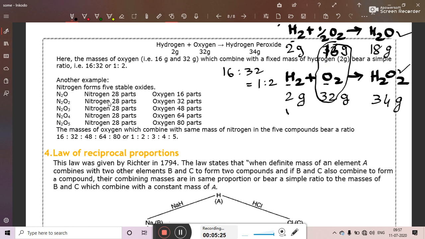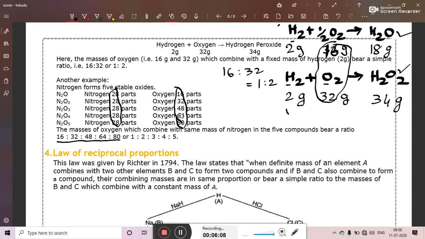In the second one, nitrogen 28 parts, oxygen 2 moles, so 32 parts. Nitrogen 28 parts, oxygen 16 threes are 48 parts. Nitrogen 28 parts, oxygen 16 fours are 64 parts. Nitrogen 28 parts, oxygen 16 fives are 80 parts. So here also we can see that one of the elements is having fixed mass, while the other element is having variable mass. So the one whose mass is variable will be in simple whole number ratio. So your ratio of oxygen is 16 is to 32 is to 48 is to 64 is to 80.